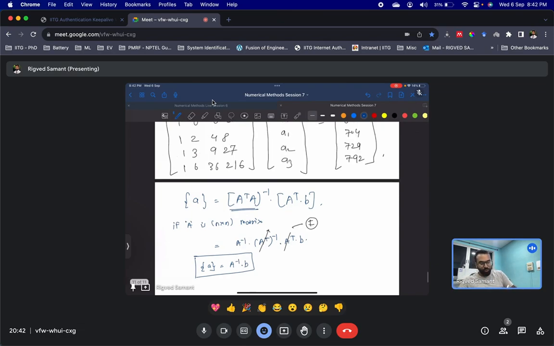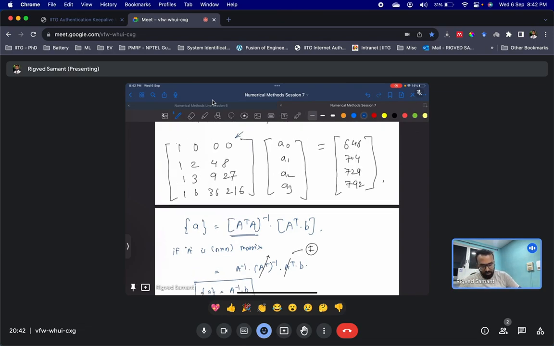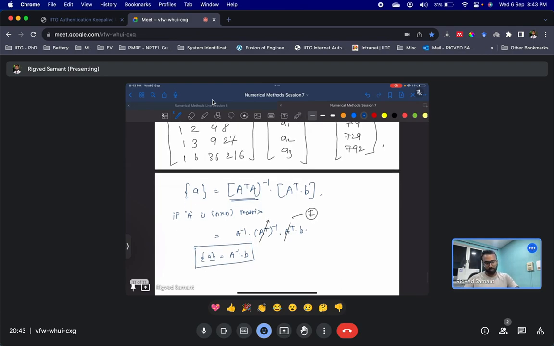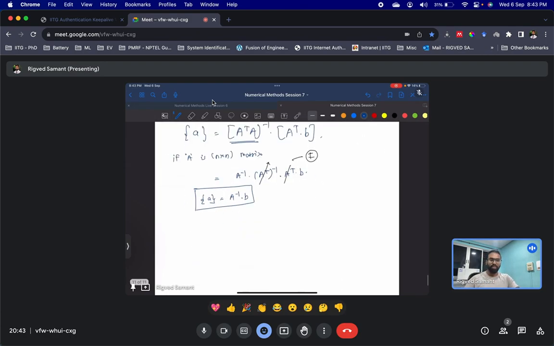So basically what you have to do is take an inverse of this matrix and multiply it with this matrix, and you will get this matrix. So this is your A, this is your coefficient vector, and this is your B. So you want to take an inverse of A, multiply with B, and you will get A0, A1, A2, A3. So how to take an inverse of a 4 by 4 matrix?